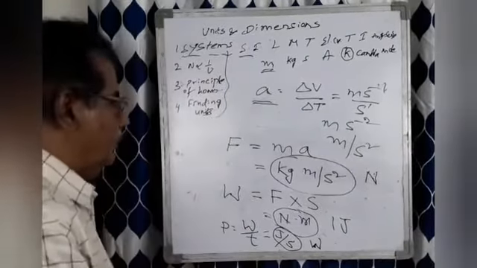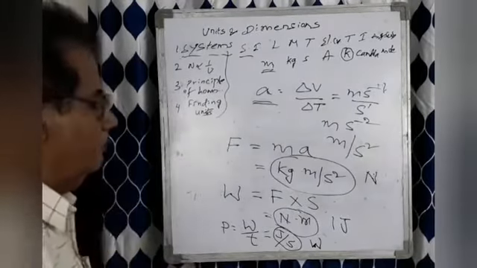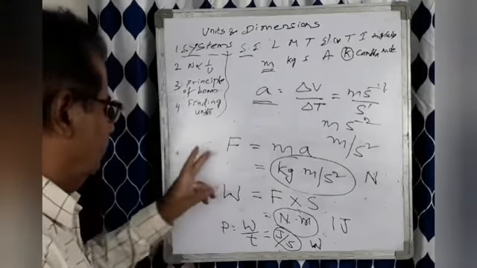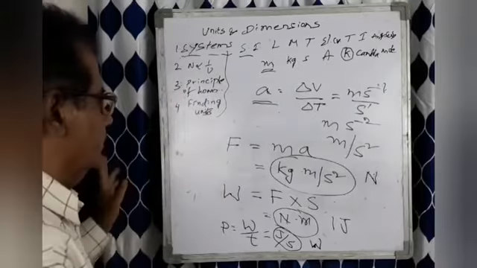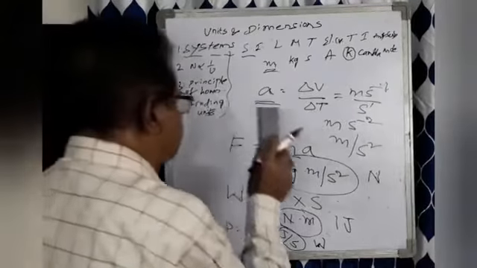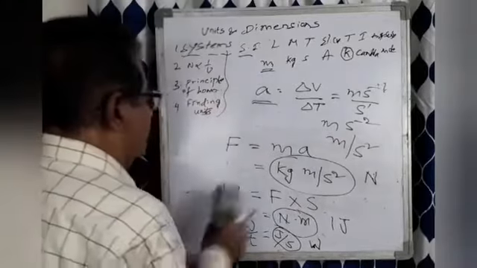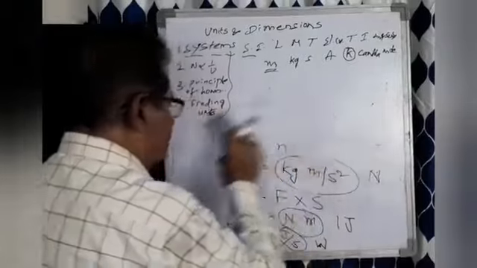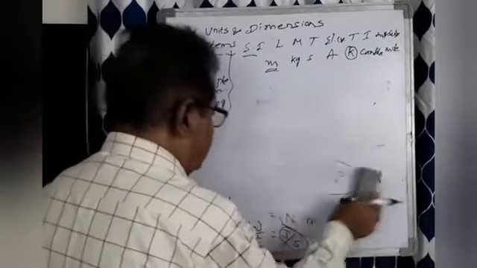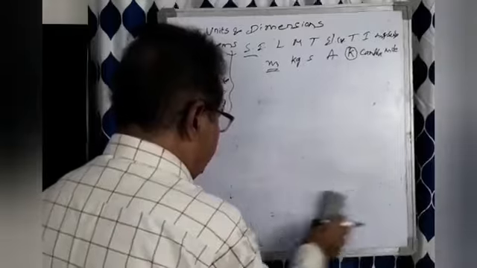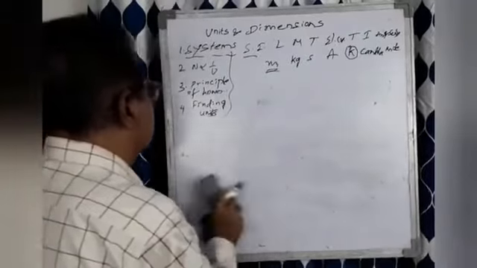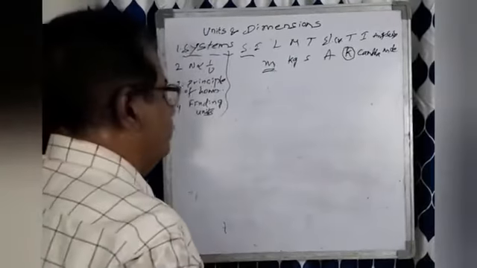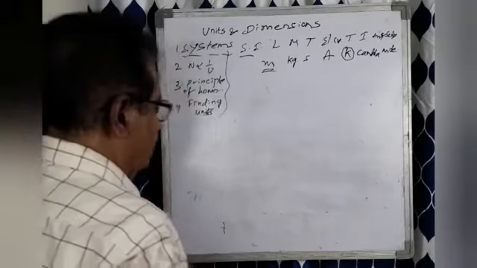W-A-T-T. Like that, you can get the unit of any physical quantity provided you know the definition of that physical quantity. So every student must remember at least the units of velocity, acceleration, force, work, power and energy. Energy and work have same units. Like this, the units can be obtained very easily for any physical quantity if you know the definitions or a formula.